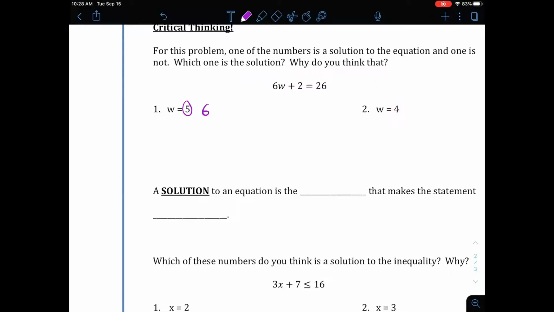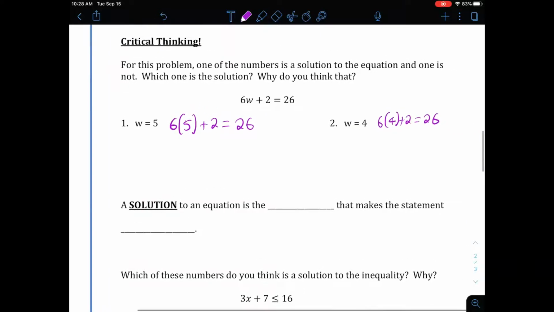So we're going to have 2 problems. We're going to have 6 times 5 plus 2 equals 26, and we're going to have 6 times 4 plus 2 equals 26. You're going to solve both of those and see what you get for an answer. Go ahead and do that real quick. All right, let's go ahead and solve these.